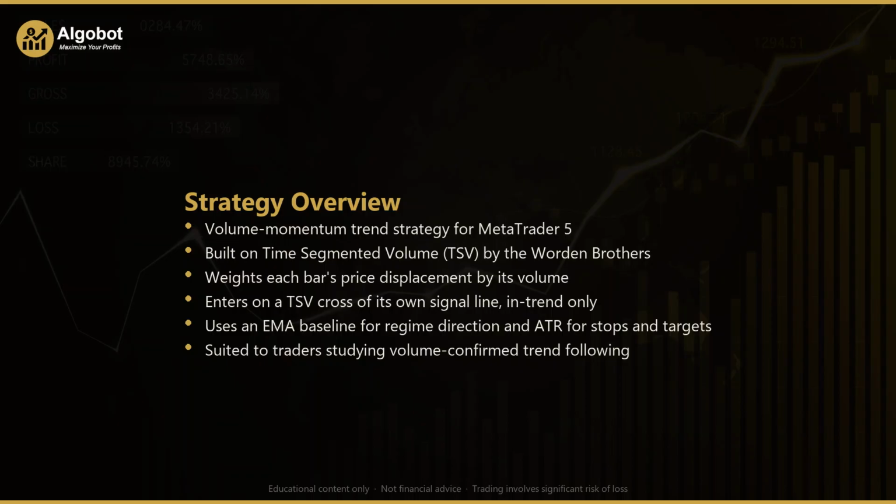But a crossover on its own is not enough. The strategy adds two context filters. First, it checks which side of the zero line TSV sits on, because that tells us whether net buying or net selling currently dominates. Second, it uses an exponential moving average of price as a trend baseline, so it only takes crossovers that agree with the prevailing direction. This EA runs on any liquid symbol and on whatever single primary time frame you select at backtest time, and it uses tick volume as its volume proxy.